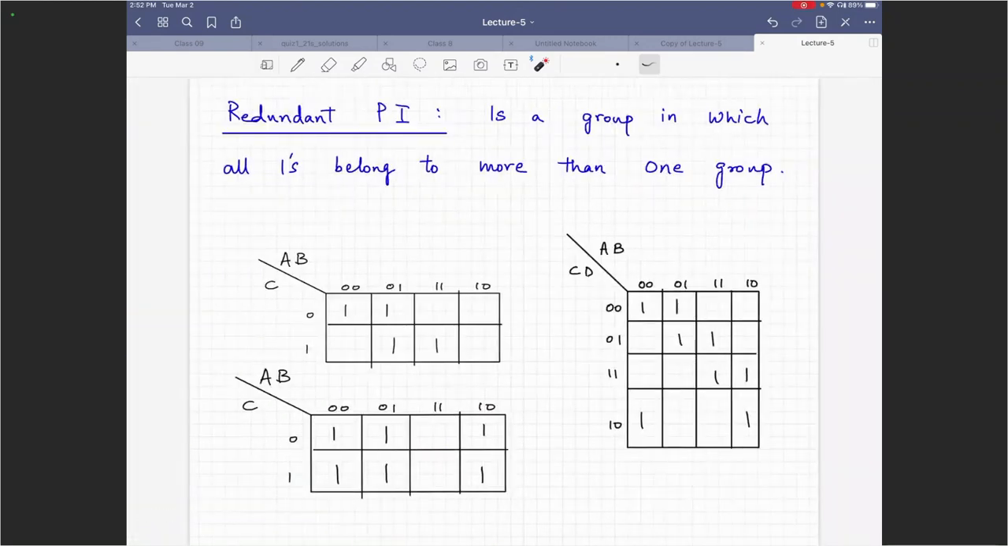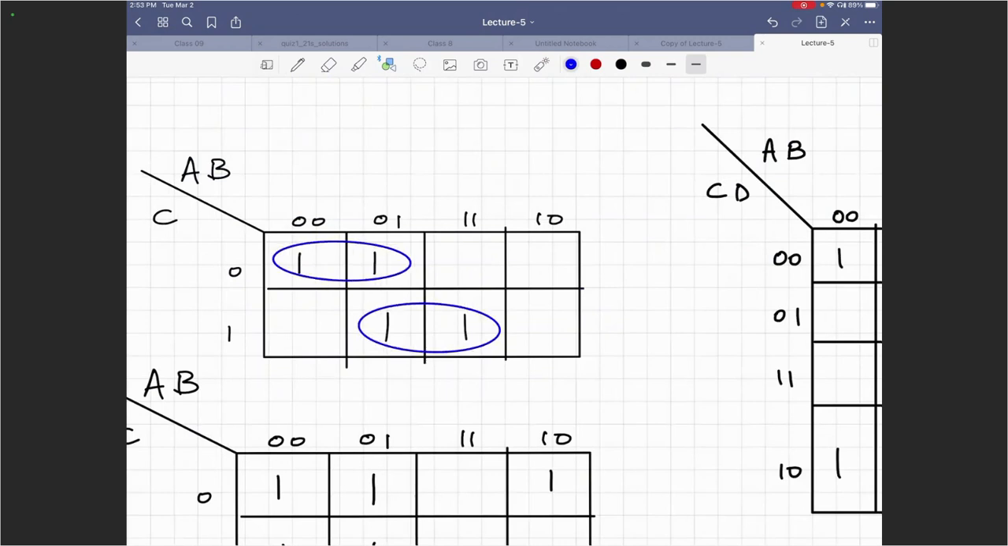Now, let's talk about redundant prime implicant. Redundant is, of course, non-essential, right? So it is a group in which all ones belong to more than one group. That is going to be your redundant prime implicant. Again, we have three groups here, one being redundant, RPI, because it has ones that are part of more than one group. So even if I removed it, I would still be covering all the ones. So the red one is sort of redundant. It's not useful to actually cover the function, but it is there, like I said, to eliminate a static hazard possibility.